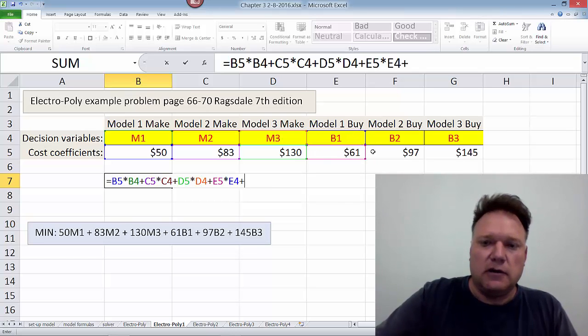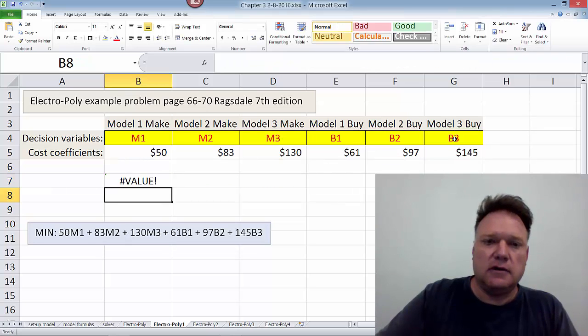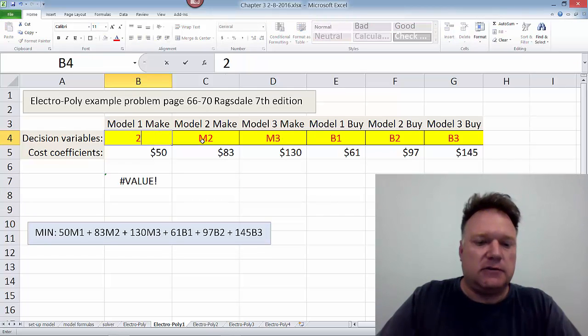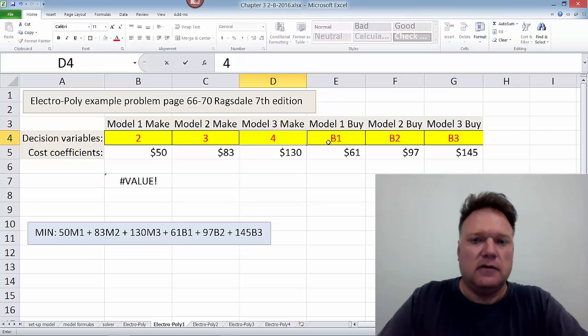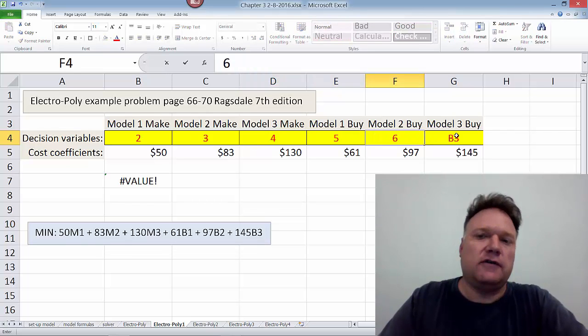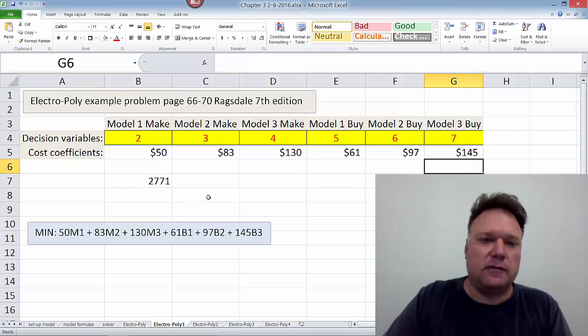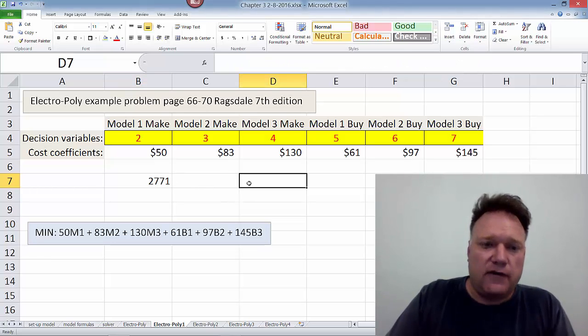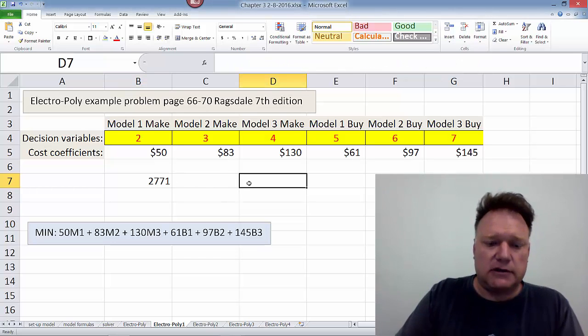Let's just go ahead and do it. Plus this one times this one plus this one times that one. Now it's mad because I have these letters in there. Let me just put some numbers in real quick. Now Solver's going to put the numbers in, so whatever Solver puts will be in there. So there it is, 277, just because I have numbers in there. Solver will put whatever numbers in there.